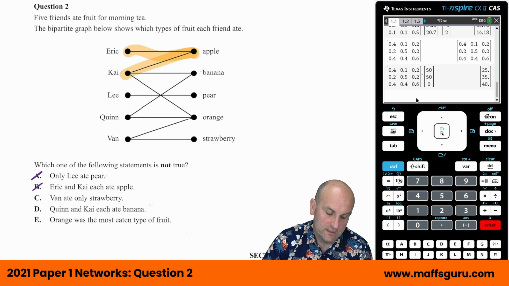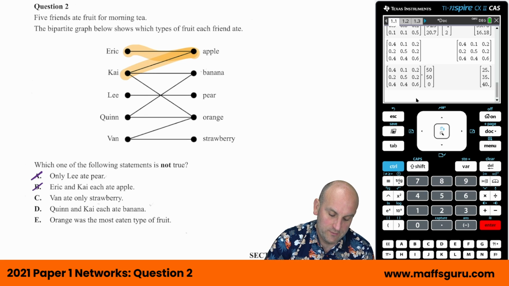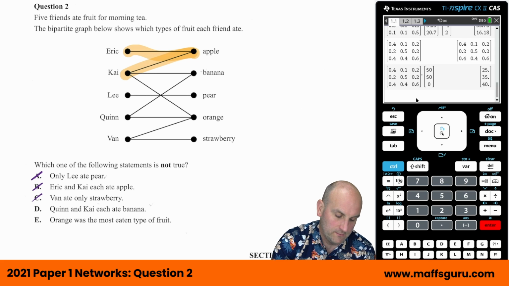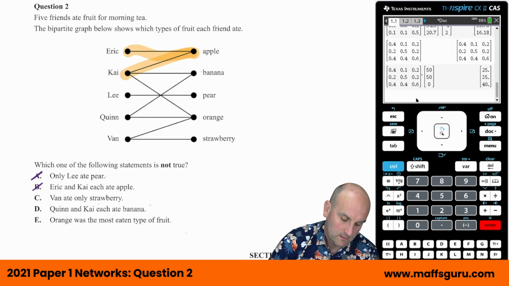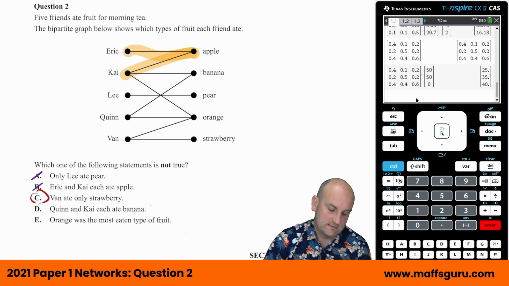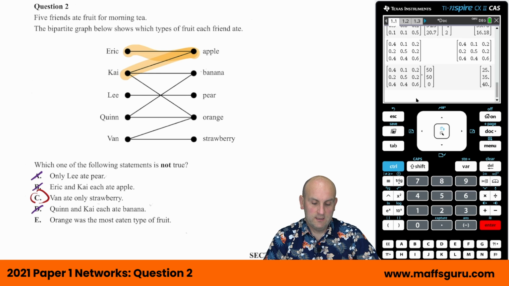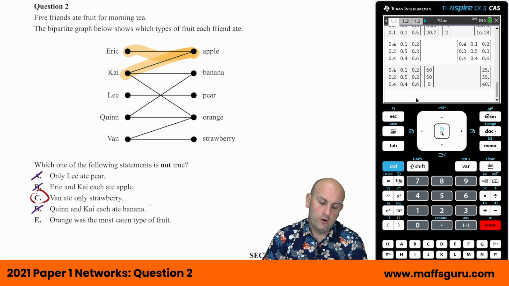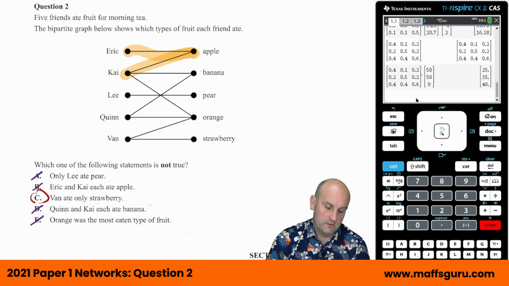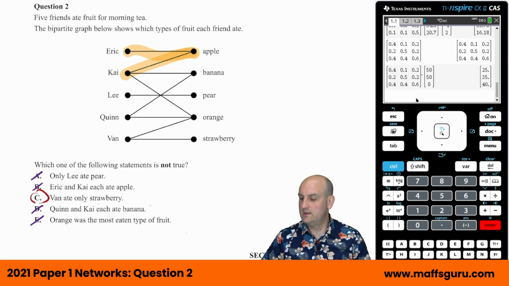Van only ate a strawberry. Well, he didn't. He ate a strawberry and an orange. That's not true. That's the one. So I'm going to circle that at the moment. And obviously, it's always a good idea just to check the others. Quinn and Kai each ate a banana. Quinn and Kai, they did. So that's true, and so not the answer. Orange was the most eaten type of food. It was, because 3 people ate an orange. So no, C is my correct answer.